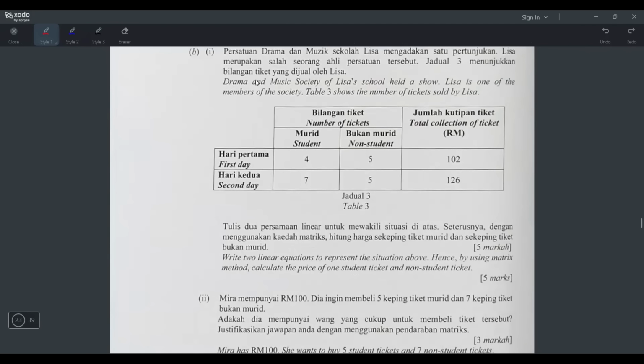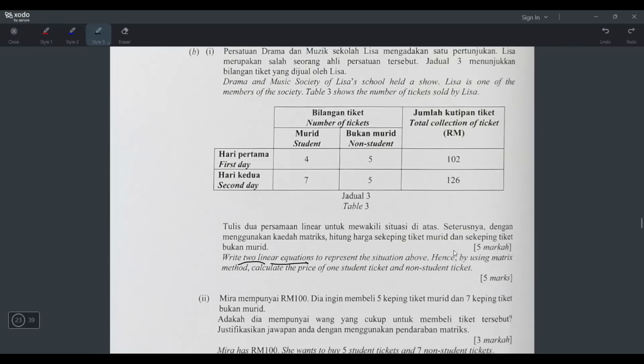Okay, B1. Drama and Music Society of Lisa School held a show. Lisa is one of the members of society. Table 3 shows the number of tickets sold by Lisa. So first day, she sold 4 student ticket, 5 non-student ticket, and the total collection is RM 102. Second day is 7, 5, and then RM 126. Write two linear equations to represent the situation above.